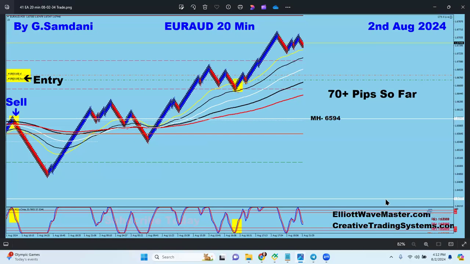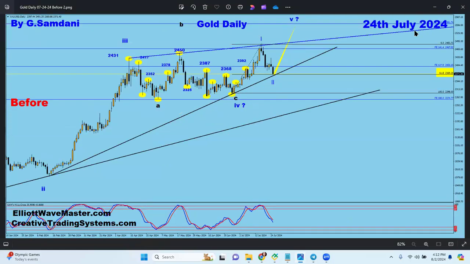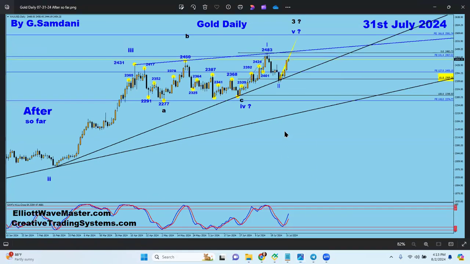Some of my analysis, let me show you how things are going, how things are moving. For example, gold. I made this chart on the 24th July, after I've been tracking it all along. A couple of weeks ago it was wave one, two, and I said it's going to go to the upside. And as of today, 31st, it was all the way here. Keep going up nice and clean, right? And I'm taking my long trades.